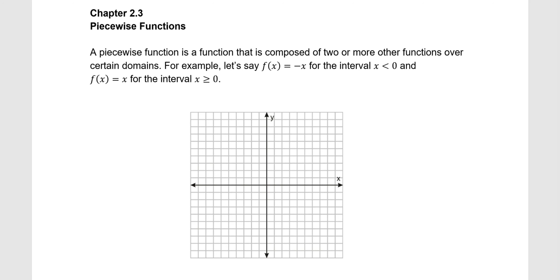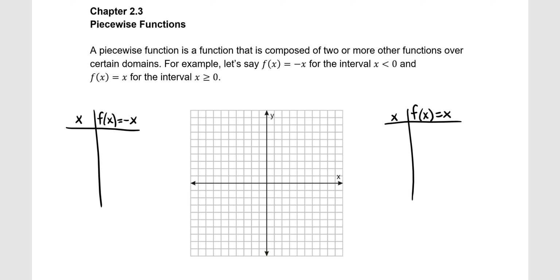In this chapter, we'll be doing piecewise functions. So a piecewise function is going to be a function that is composed of two or more other functions over certain domains. So for example, let's say we have f of x is negative x, but only when x is less than 0. And then let's also say that f of x equals x when x is greater than or equal to 0. So we can come up with a little xy table.